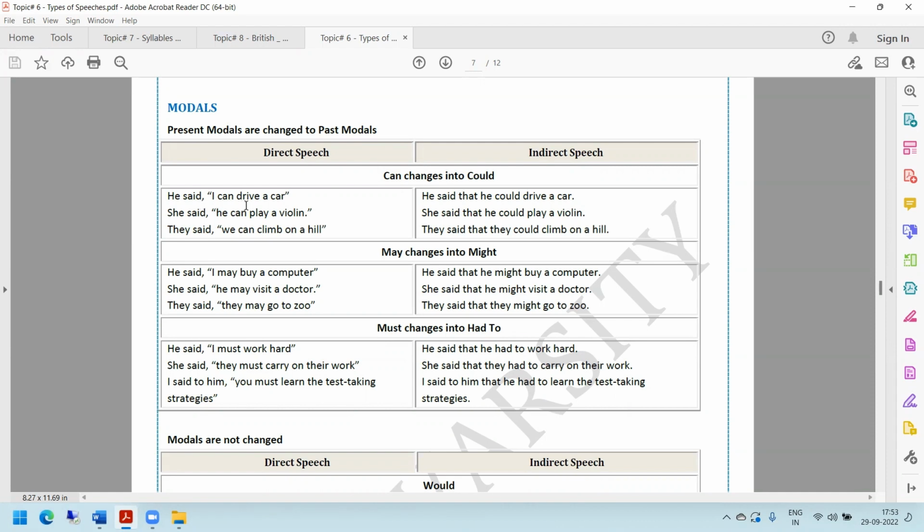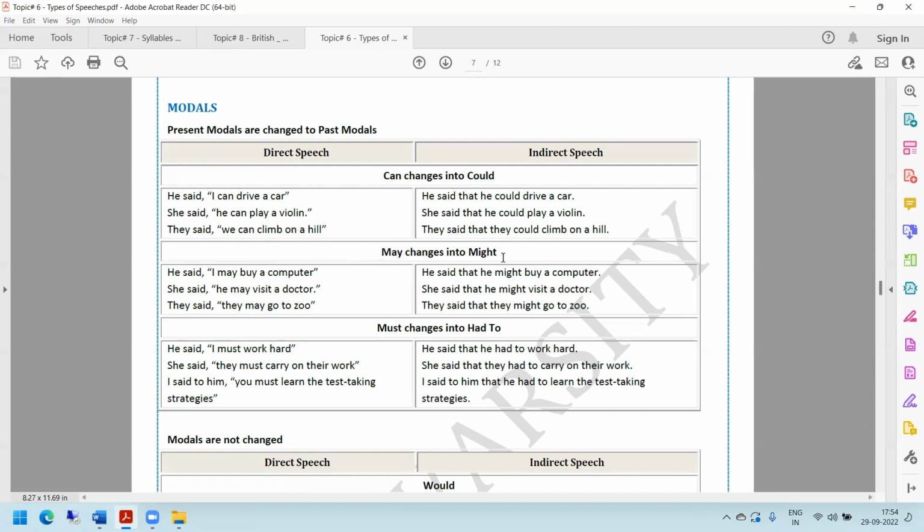He said, "I can drive a car." Can changes to could. He said that he could drive a car. Only the change is that instead of can, could is used. Okay. She said he can play a violin. She said that he could play a violin. They said we can climb on a hill. They said that they could climb on a hill. Can is changed to could, and that is added as an extra word.